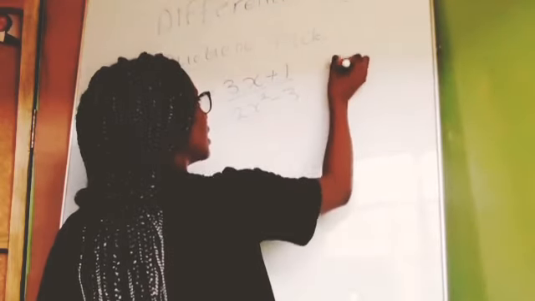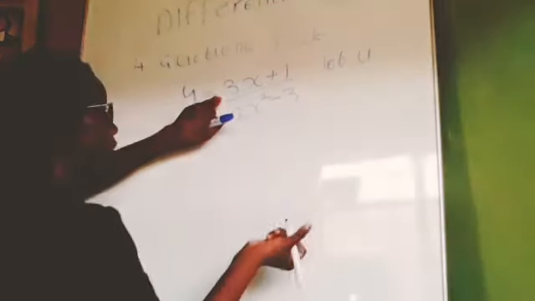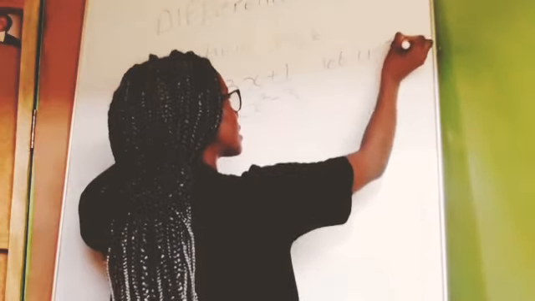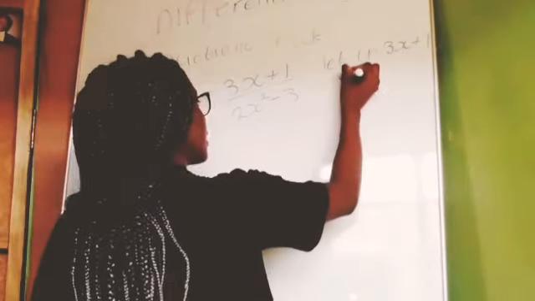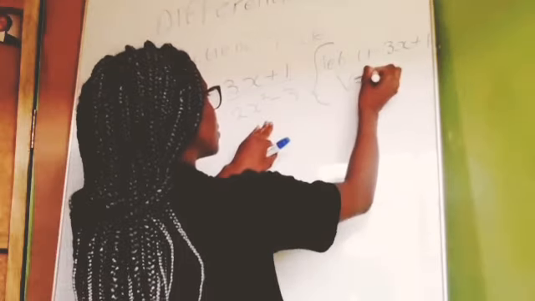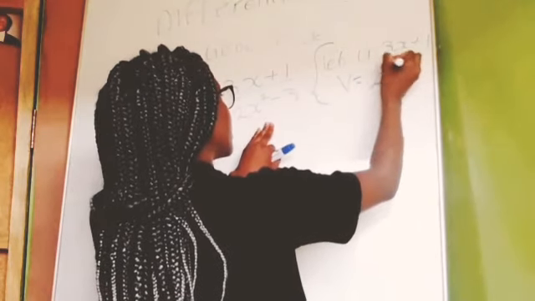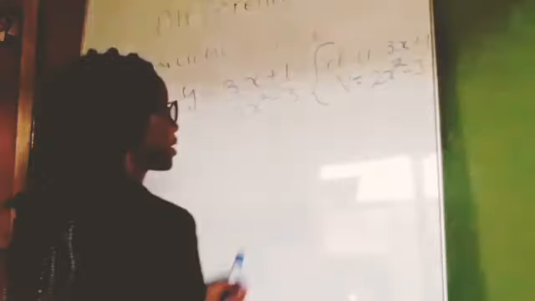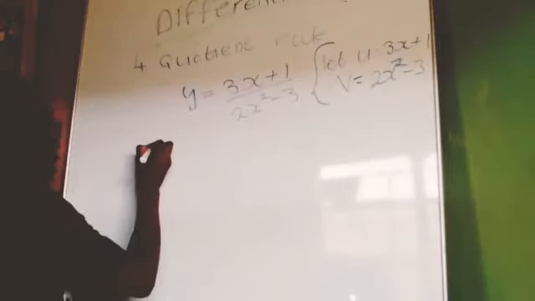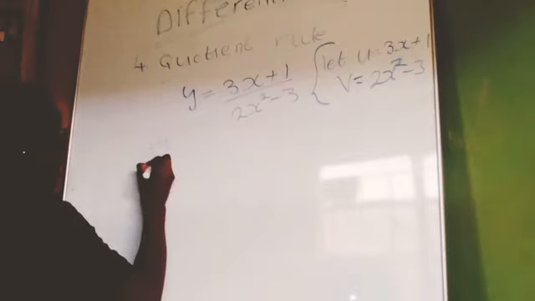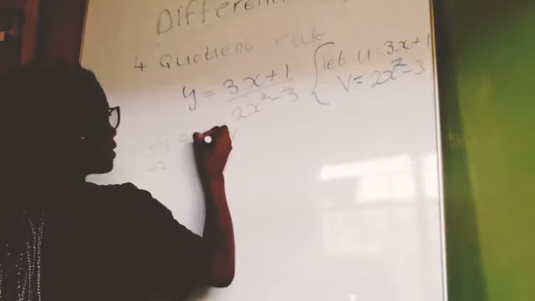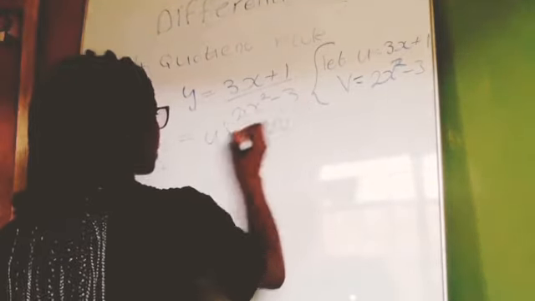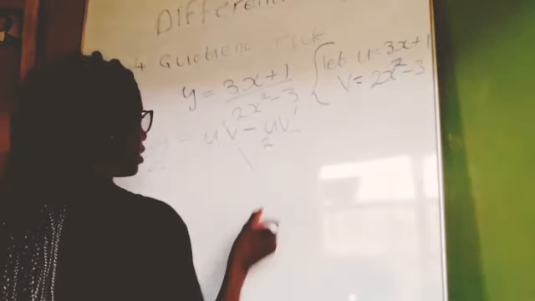In order to find the derivative of this, we are going to let u be equal to 3x plus 1. That's just 3x plus 1 in case it's not very visible. And v be equal to 2x squared minus 3. And we know that our formula is dy dx is equal to u prime v minus u v prime over v squared.